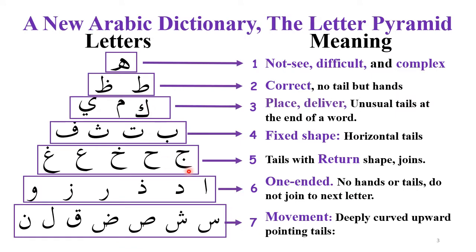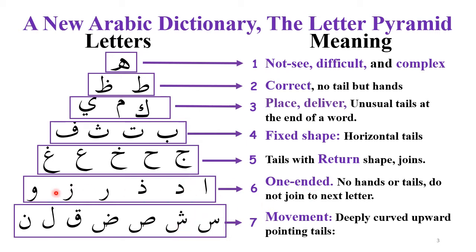Now this shape-based classification of the Arabic letters is very interesting. As you can see in the first one, these 7 letters have this shape, the deeply upward pointing tail, deeply curved. This one means a movement. So Sin, Shin, Swad, Dwad, Qaf, Lam, and Noon. These 7 letters are characterized by this shape, and it will always mean a movement in some fashion.